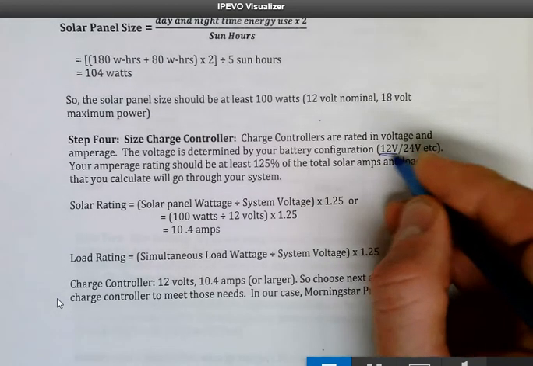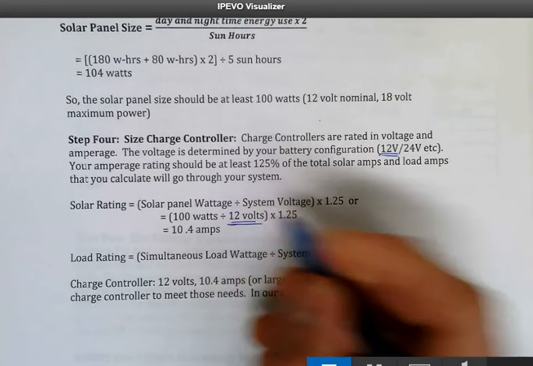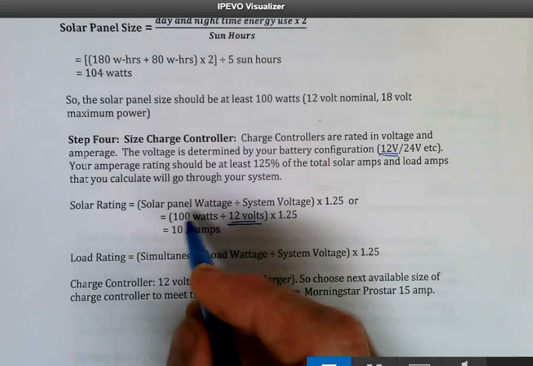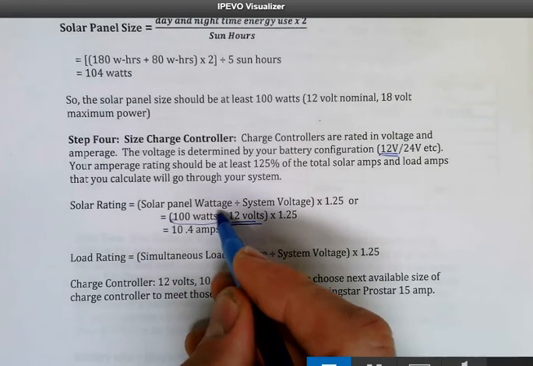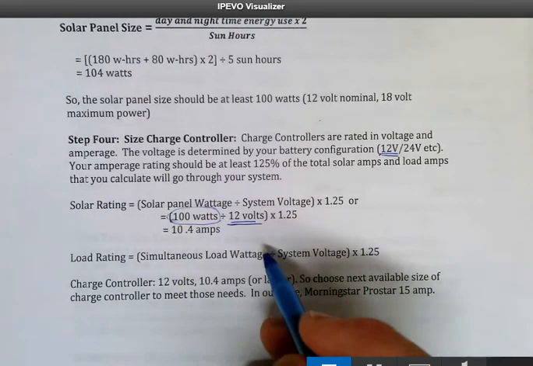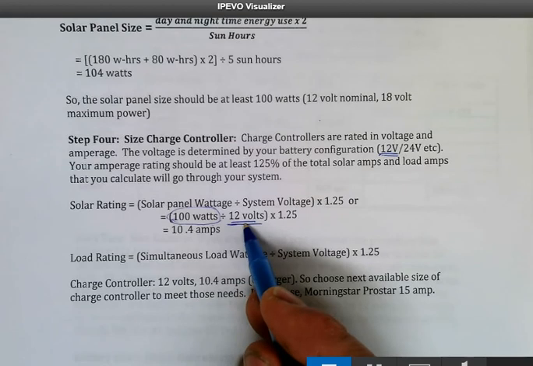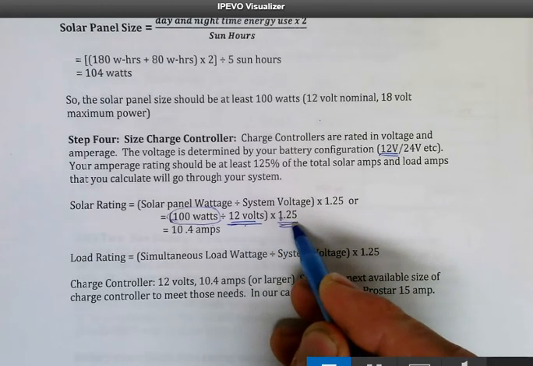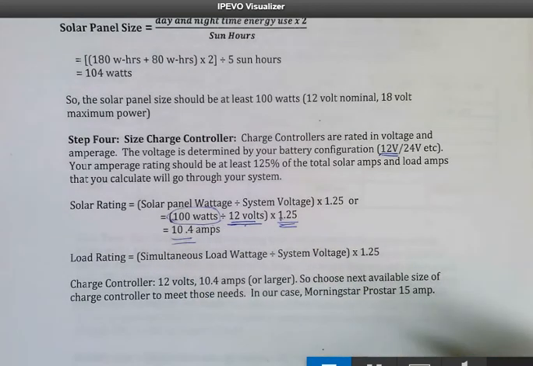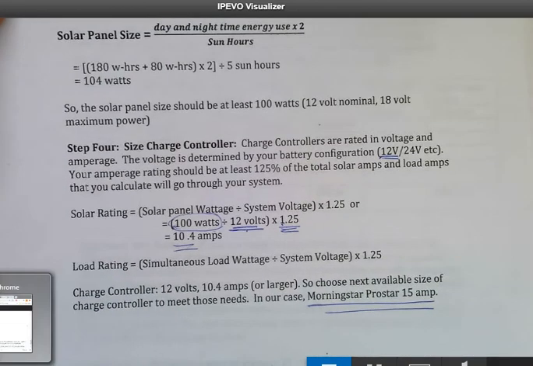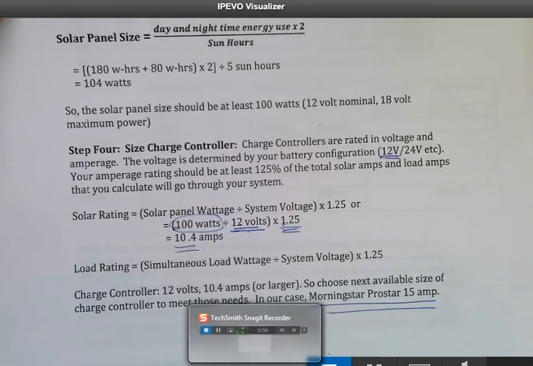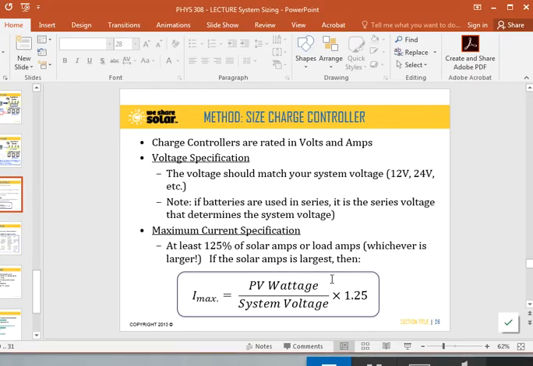We are dealing with a 12-volt situation. In an example that he came up with, he said, what if the solar panels that you decided on were 100 watts? Well, if you divide 100 watts by 12 volts, you get around 8 amps or so, and then you multiply by that extra factor here, and you get about 10.4 amps. So they say, we're going to choose the next available size. You might choose the 15 amp version, or if that one's not available, the 20 amp version, so that you make sure you can satisfy the current needs of that system.